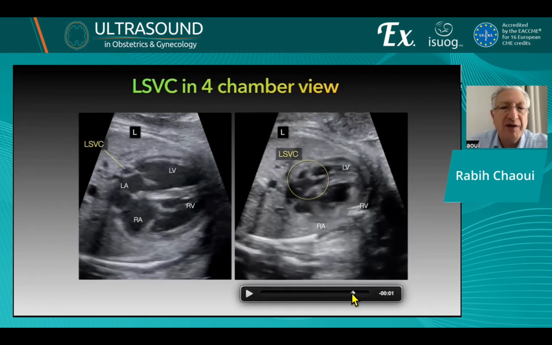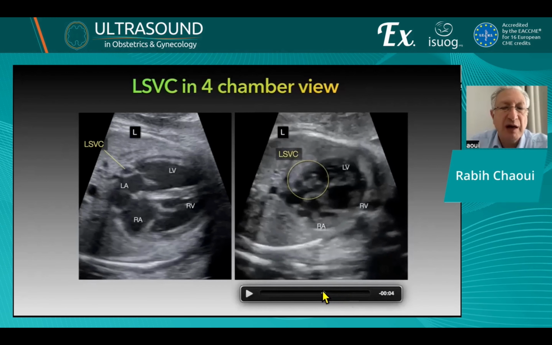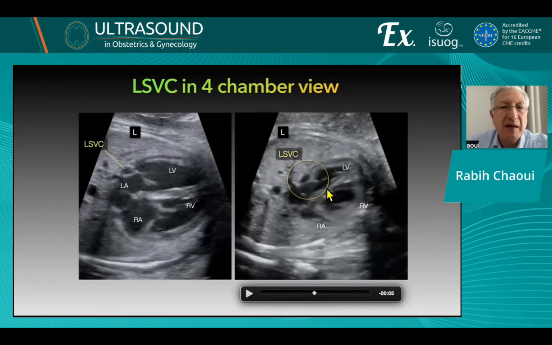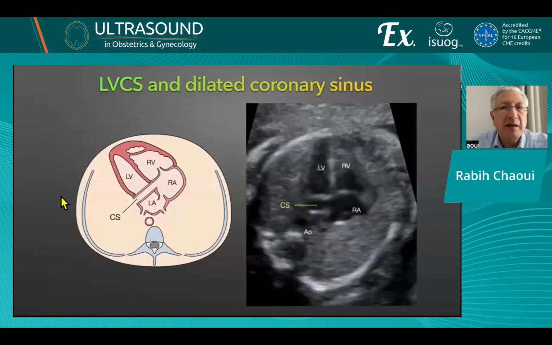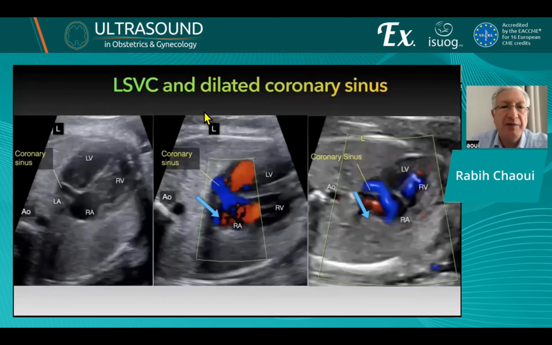Occasionally, you may discover that at the level of the fourth chamber view, the left ventricle may be narrower than the right ventricle. And in a bit lower plane, as I told before, there is the dilated coronary sinus, which is the place where this vein is draining into the right atrium.